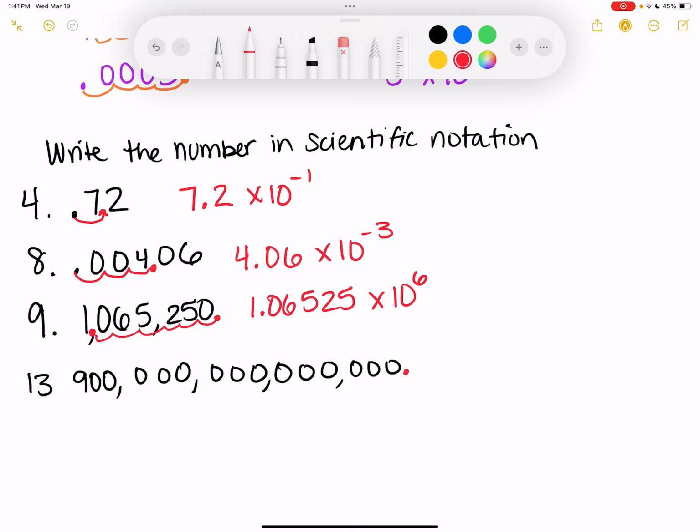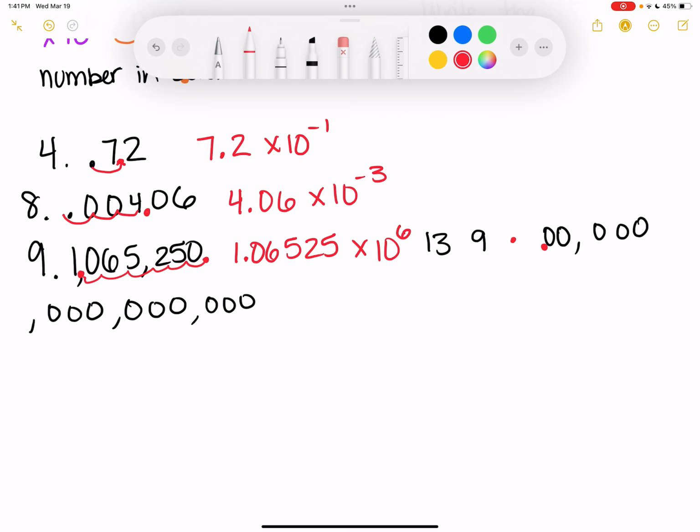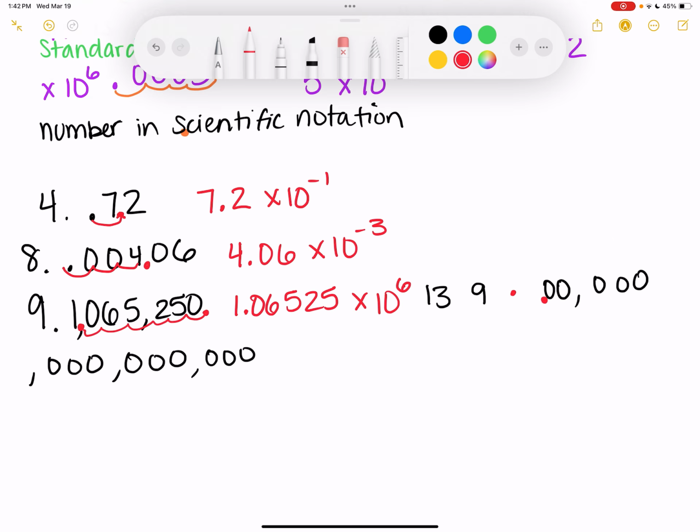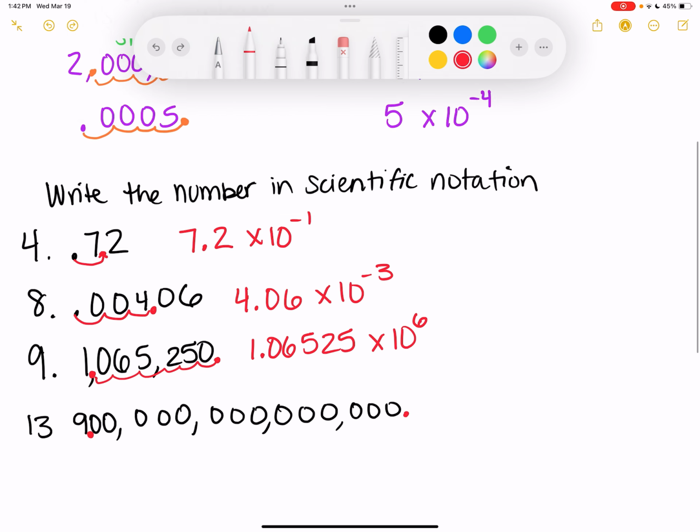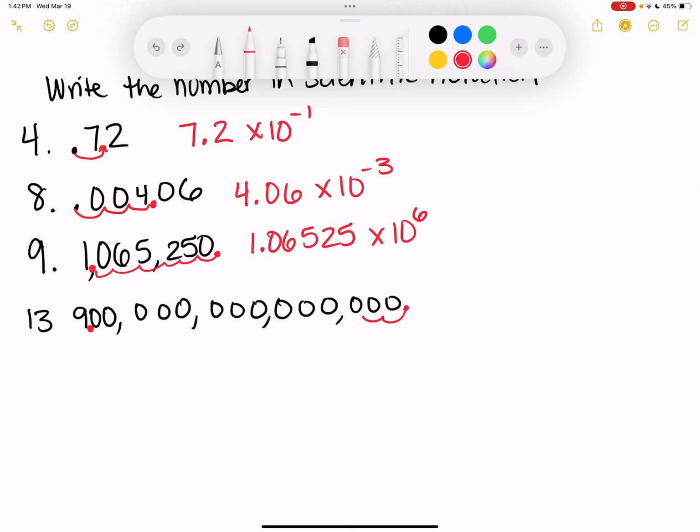All right, so there is an imaginary decimal sitting here at the end. Where do I want to get the decimal to? Right after the 9. So this is going over 1, 2, 3, 4, 5, 6, 7, 8, 9, 10, 11, 12, 13, 14. So this becomes 9 times 10 to the 14th.